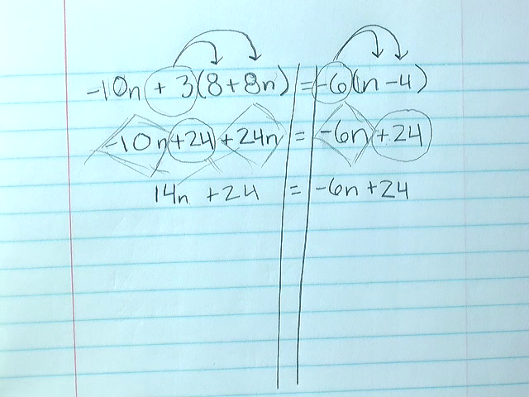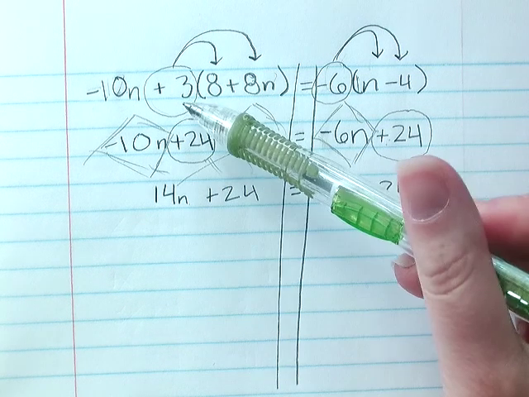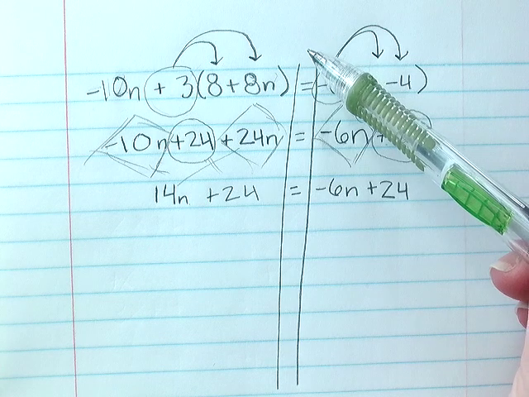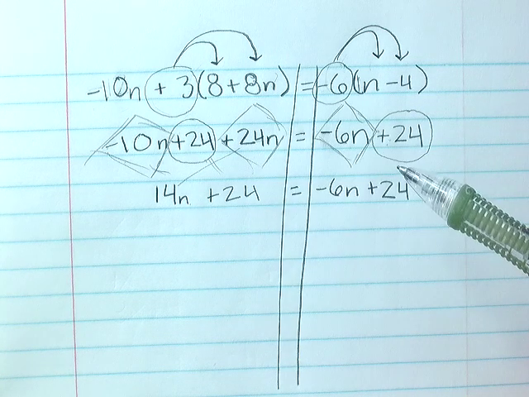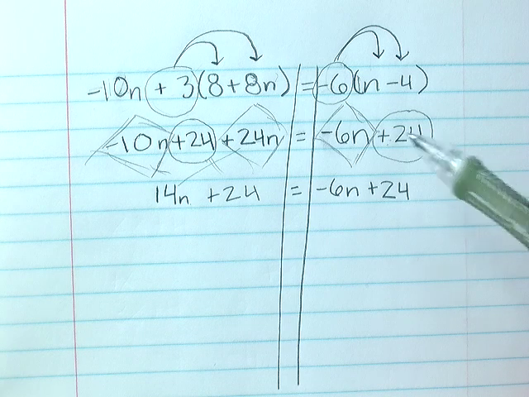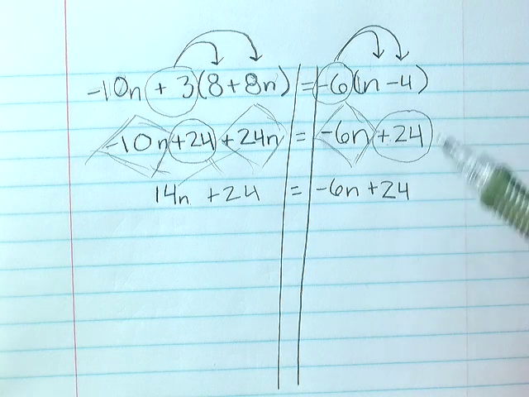All right, so we're continuing to work through this problem. In the first video, we talked about how to distribute. In the second problem, we use circles and diamonds to combine like terms. And in this video, we're going to talk about moving variables and constants to the other side.